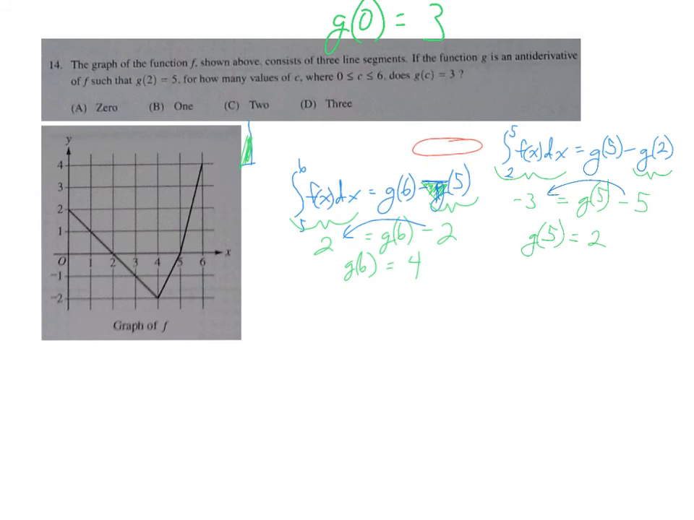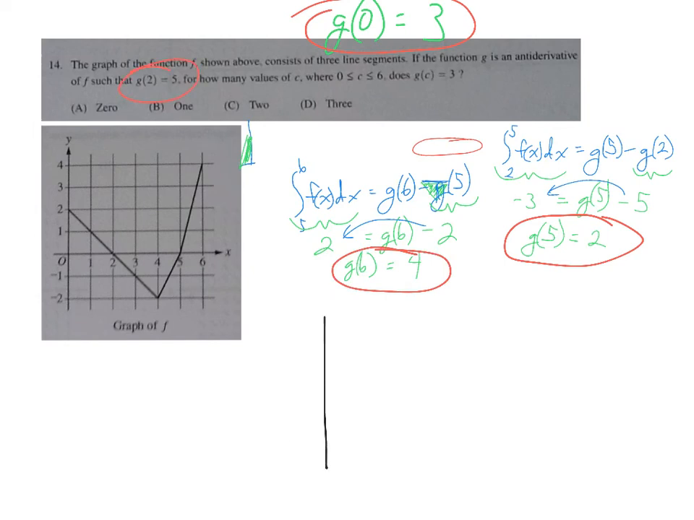Okay, so we've found three pieces of information. We have g of 0, we have g of 5, we have g of 6. We're told in the question what g of 2 is. So I'm going to make a little coordinate plane here going from 0 to 6. And I'm going to mark off a couple of things. There's 1, there's 2, 4, and that's 6. So there's 2, 4, 6. We know that g of 0 is 3. g of 2 is 5. So that's going to be up here.